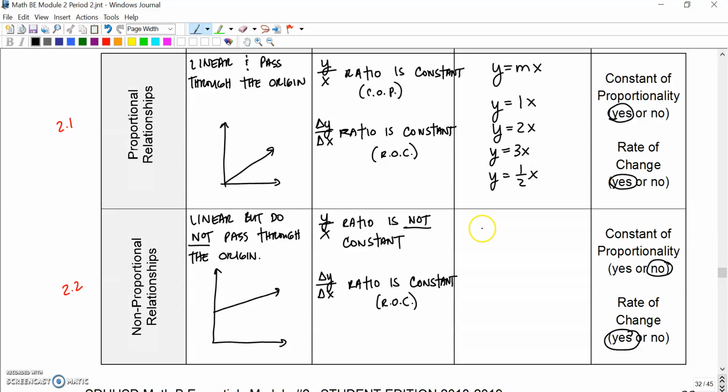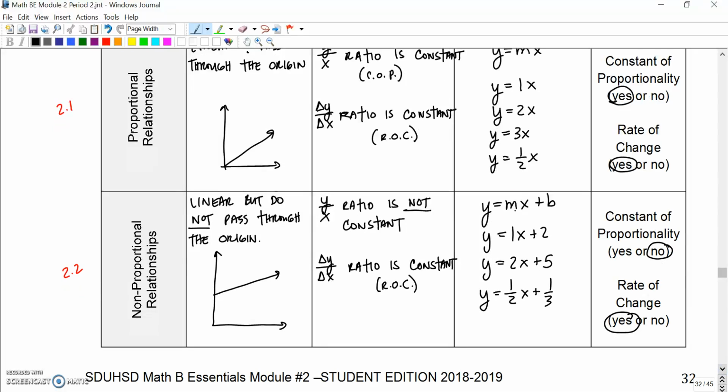And the last thing was today we saw that for non-proportional linear relationships, equations come in the form y equals mx plus b, and example versions of this would be anything that looks like these, where we have values for m and b that are not 0. If b were 0, it would bounce back into proportional relationships.